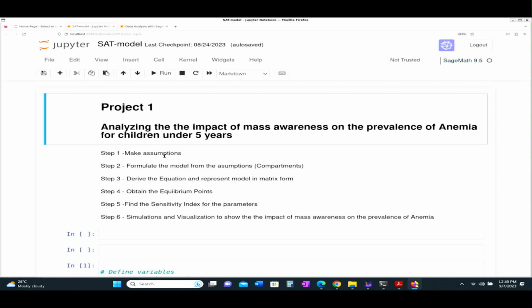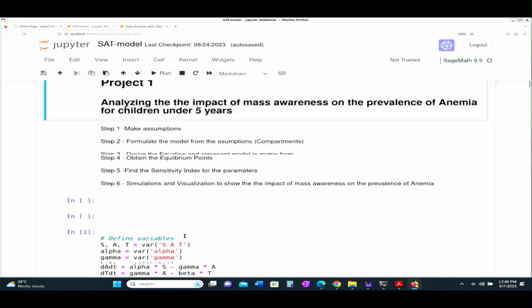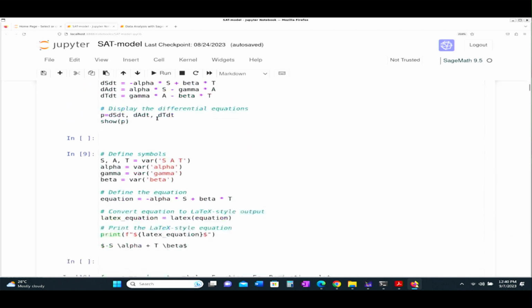Then you find the sensitivity index for the parameters. There's a formula for finding the sensitivity index. And then you do the simulations and visualizations to show the impact of mass awareness. Okay, so you want to find out how it will be like. Can you ask SageMath to just bring that in one statement? I want you to bring all these things up. It's very possible. So you start with defining the variables.